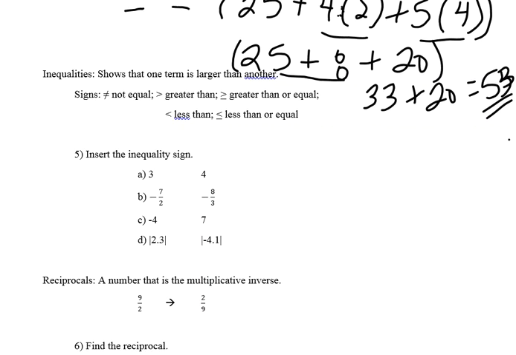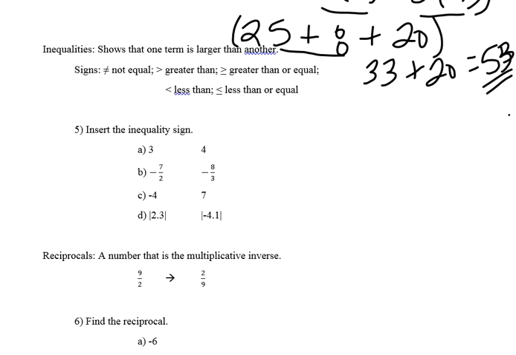Okay, just a couple more concepts left and we're almost done for this one. So I have inequality signs. They show that one term is larger than another. So we have 5 of them. We have not equal to, that is the equal sign with a slash through it. We have the greater than, which is just pointing to the right.